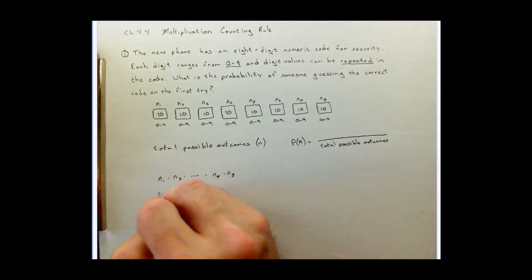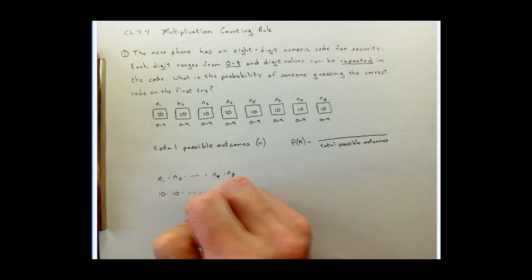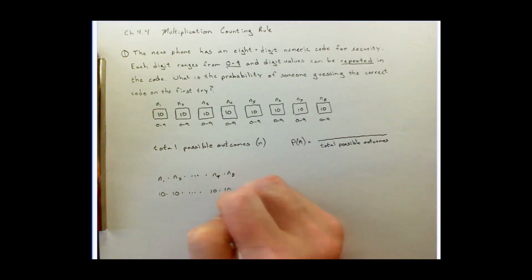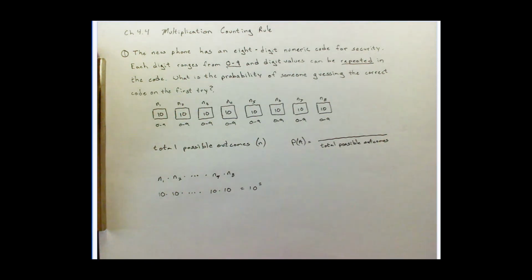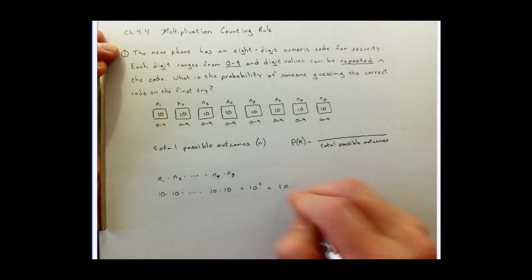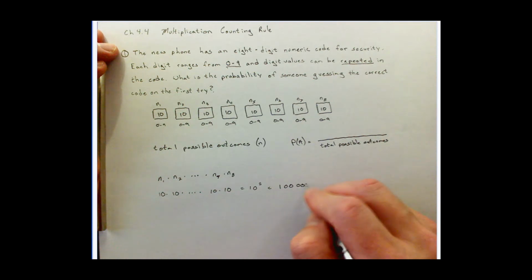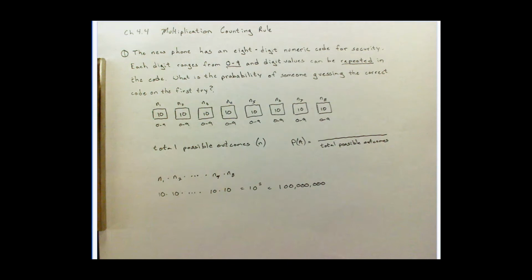which generalizes into saying 10 times 10 times all the way through until we get to the last 10, which in this case would simply be 10 to the 8th power. And 10 to the 8th power is simply a 1 with 8 zeros. 100 million. 100 million different possibilities.